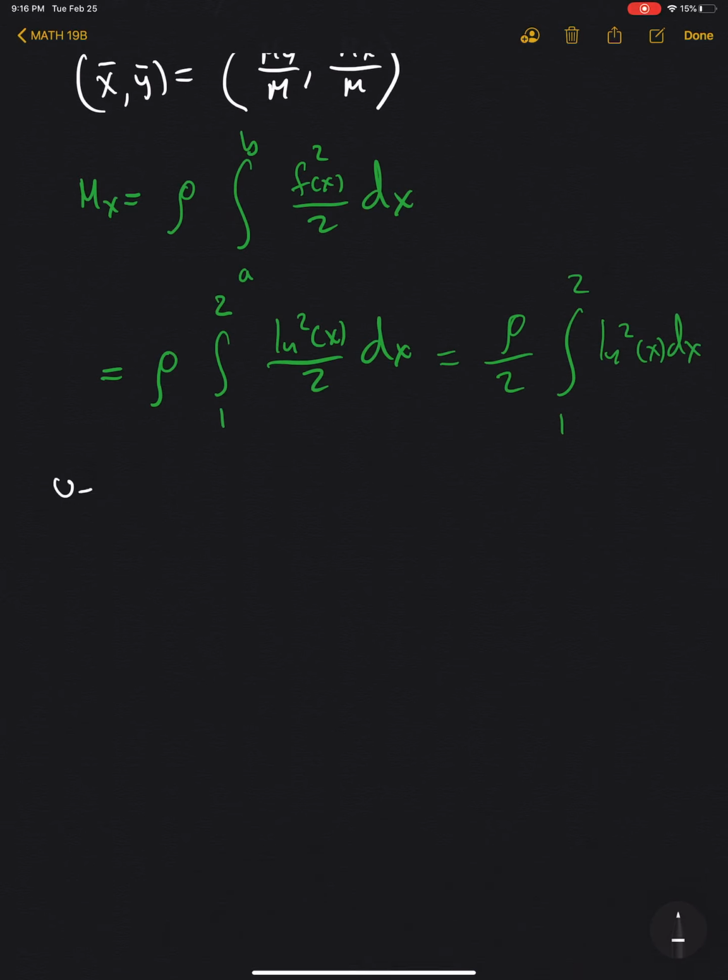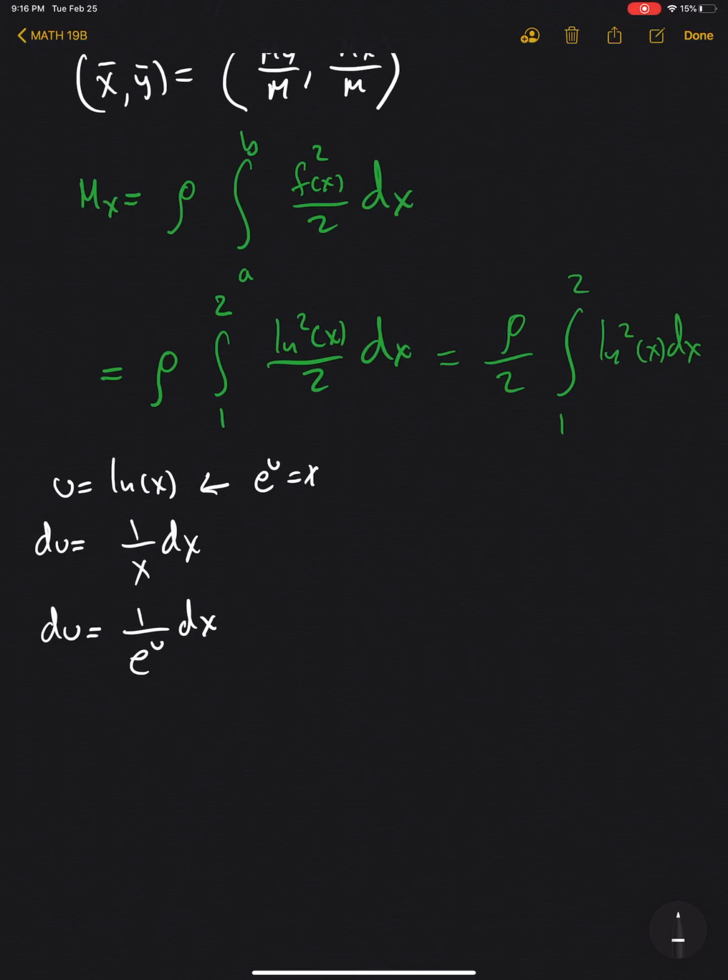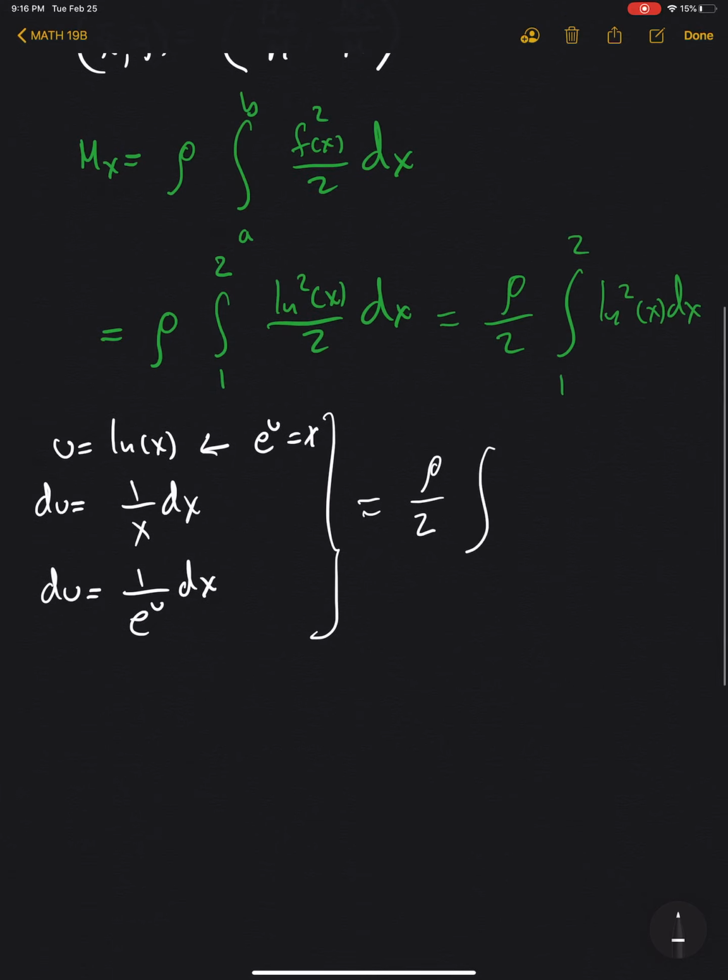So we can set u equals natural log of x. Then that gives us that du equals 1 over x dx. And from our substitution, x is the same thing as e to the u. In other words, e to the u equals x. So that means that du equals 1 over e to the u dx. This substitution makes us write the original integral as rho over 2 times the integral of u squared, and then dx is actually e to the u du.